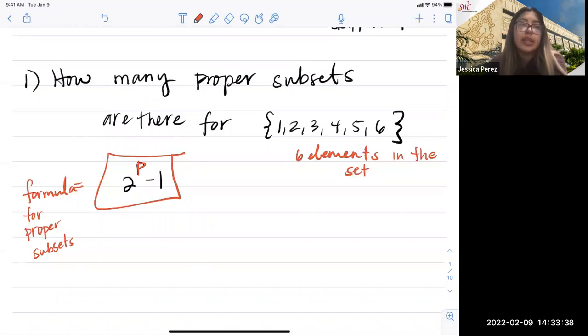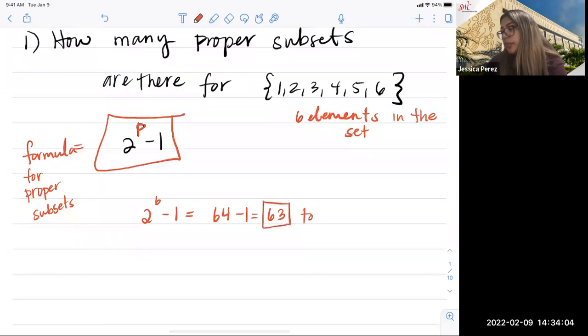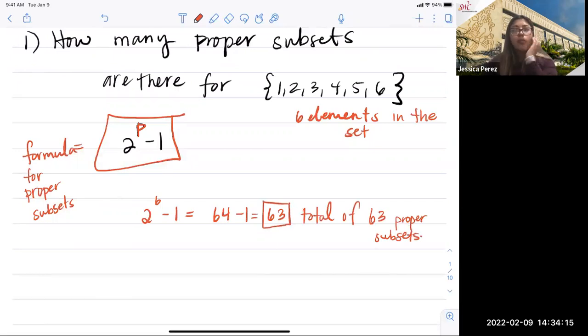So to find how many there are, you do 2 to the 6th minus 1 because there's 6 elements. 2 to the 6th is 2 times 2 times 2, 64. If you don't know that, you can use your calculator. You can go ahead and do 2 raised to the 6 gives you 64 and then subtract a 1. So that means there's a total of 63 proper subsets for this particular set. So that's the formula that you have to know.